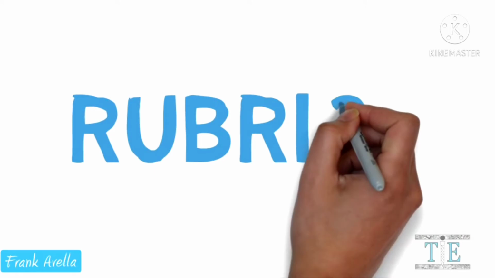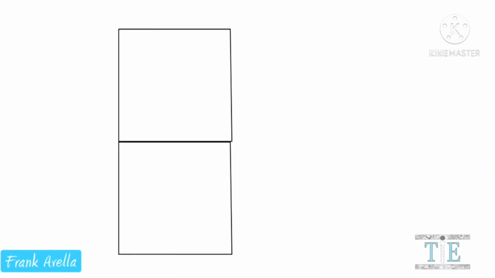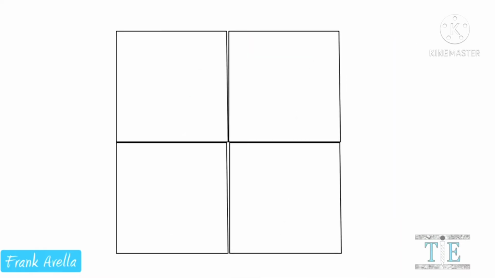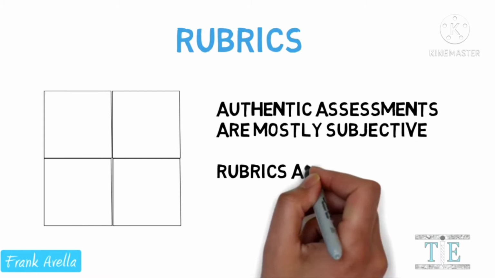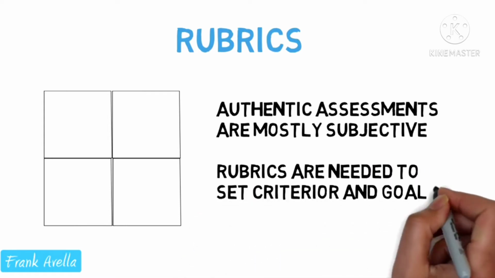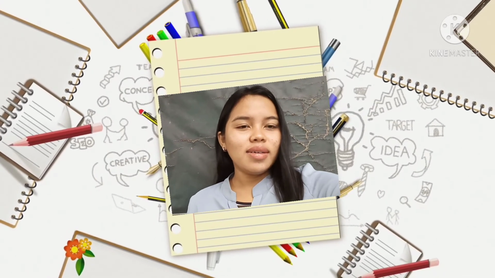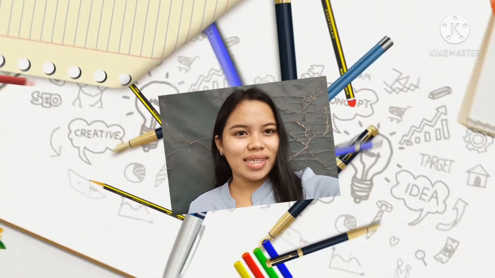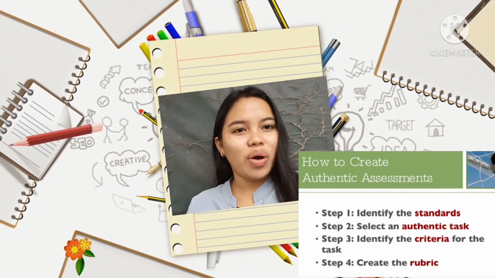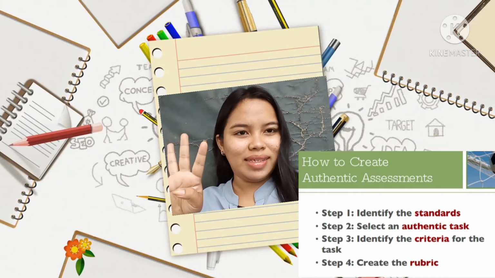Lastly, rubrics. Rubrics are mostly tied to authentic assessments. Rubric design may vary, whether it be holistic or objective. Authentic assessments are very subjective in nature, so rubrics are needed to set criteria and to set goals for these authentic assessments. Okay, so today I am going to tackle the steps in how to create an authentic assessment. In our report, we gathered 4 steps in how to create an authentic assessment.